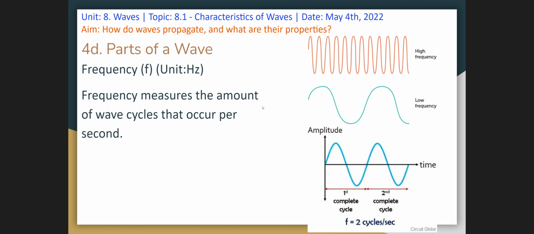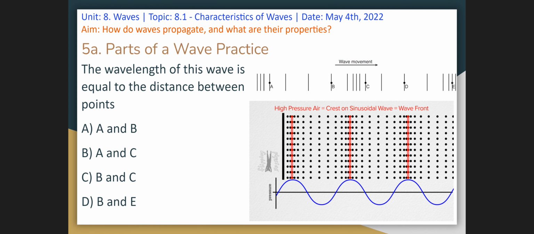Frequency is how many wave cycles occur per second. If you have a high frequency, more wave cycles occur. If you have a low frequency, fewer wave cycles occur. It's measured in hertz.